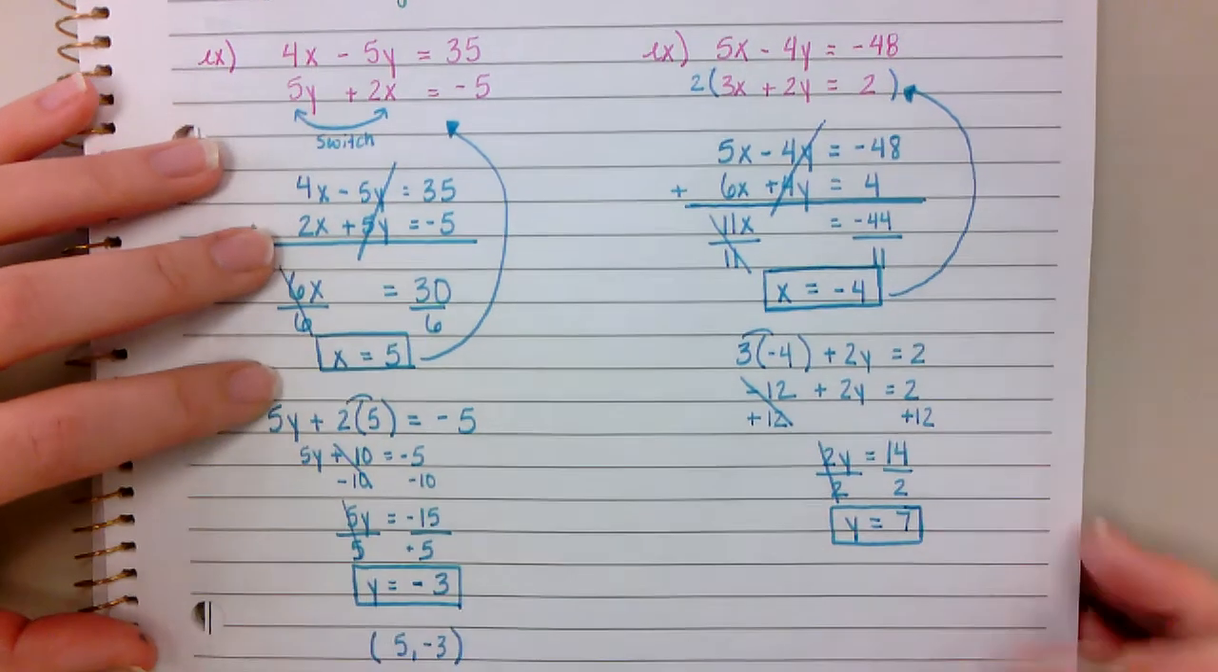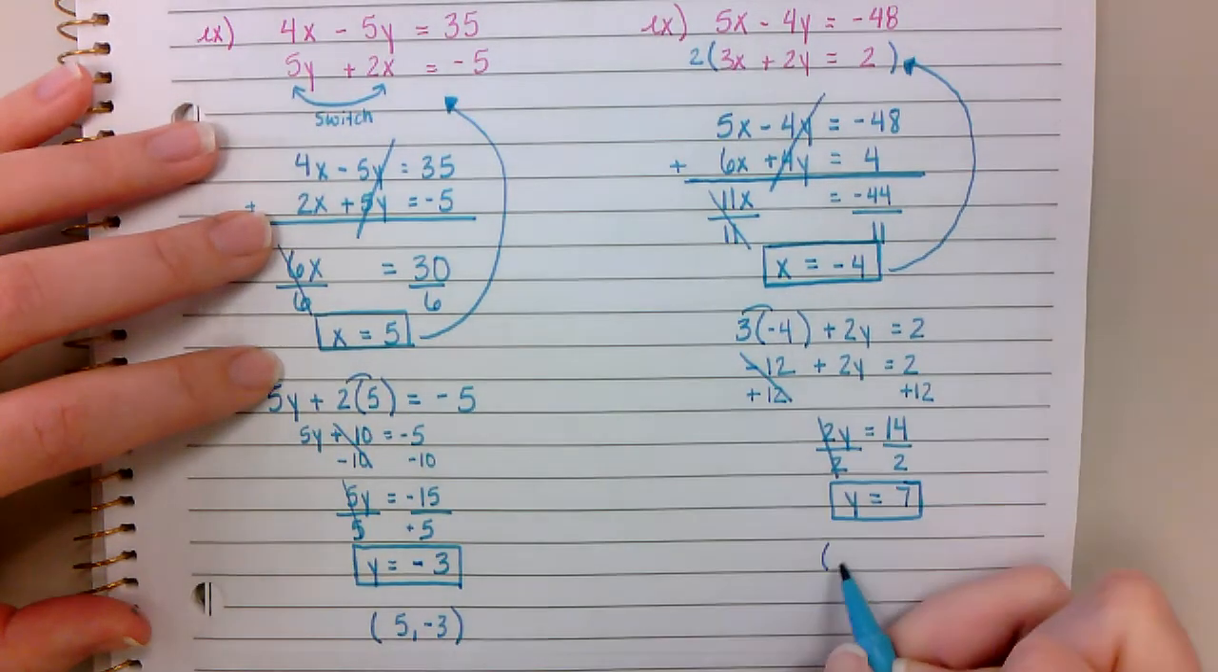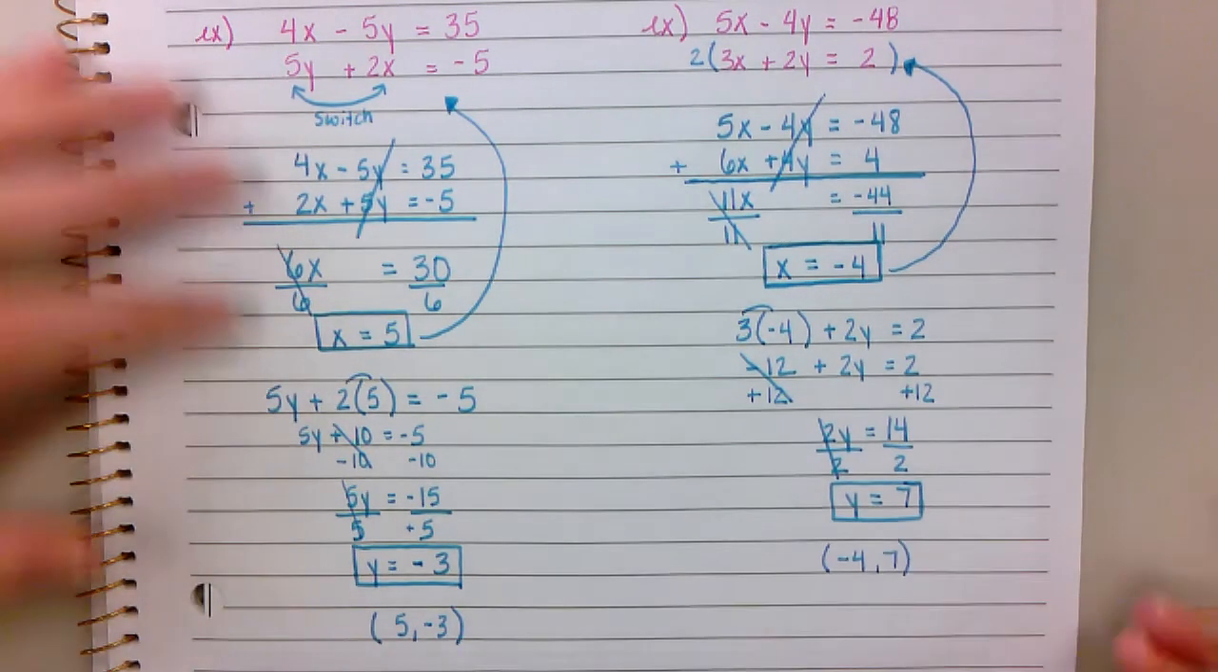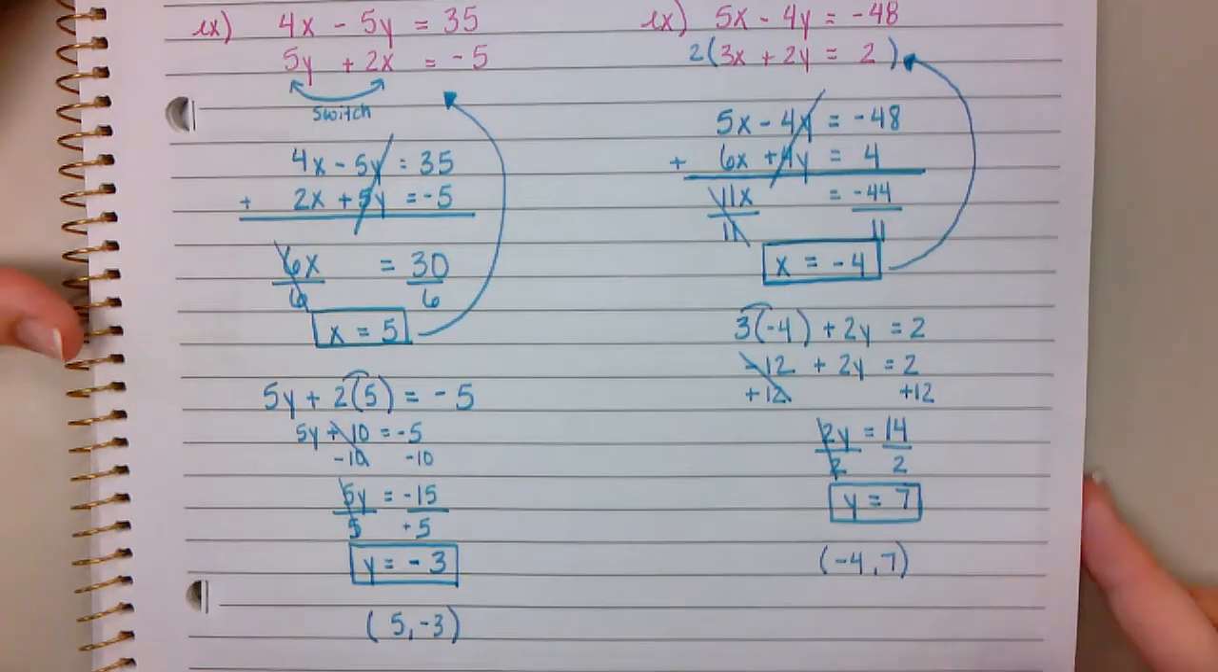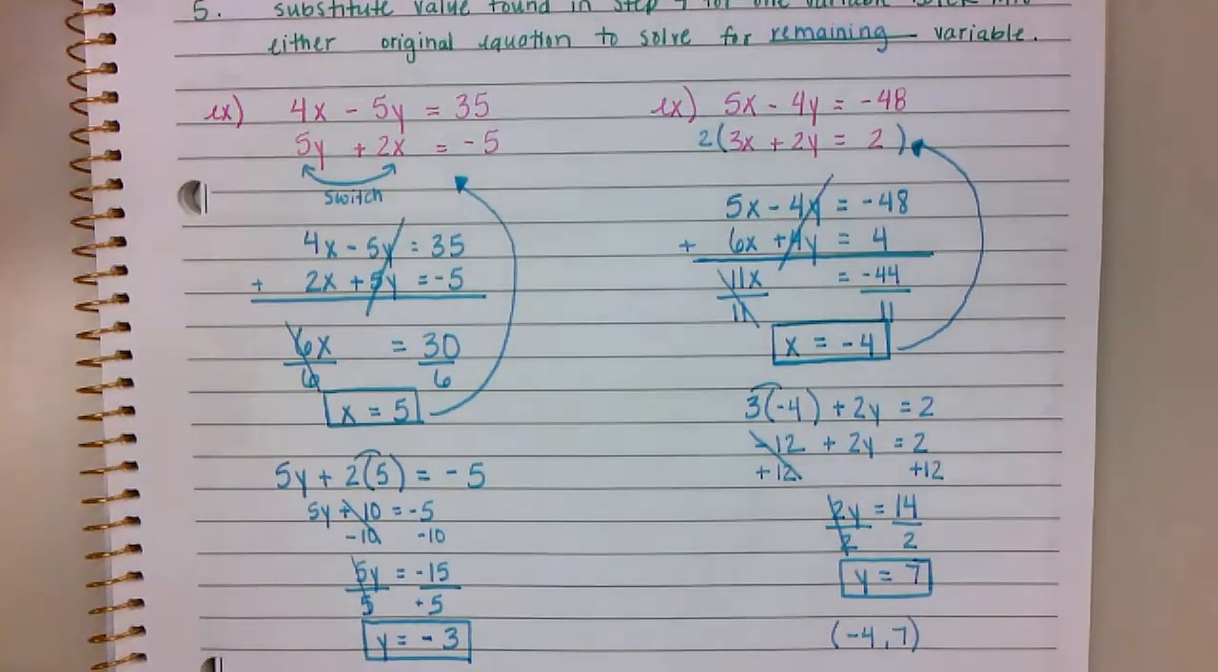So we now know the solution to these two equations. When x is negative 4, y is 7. They will both cross each other at that point. And that is your solution. So this is how you do elimination.